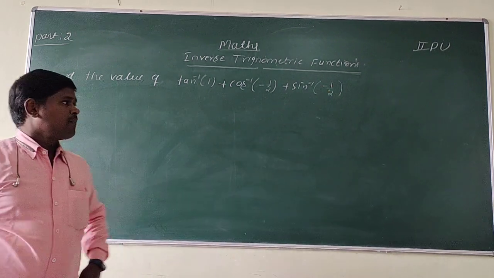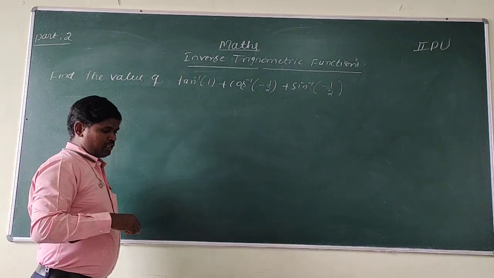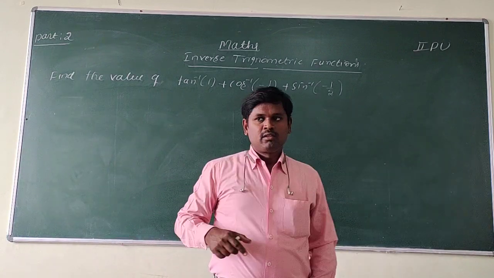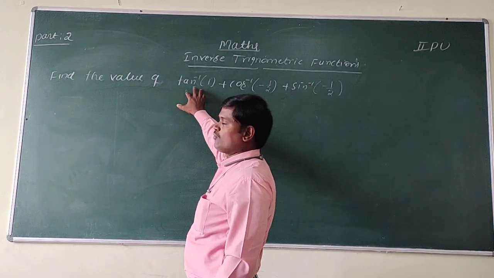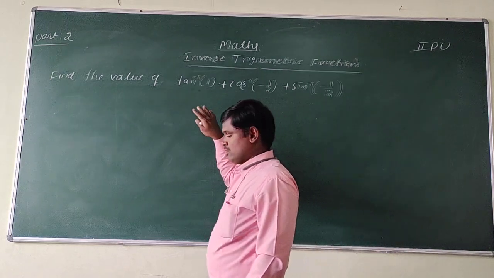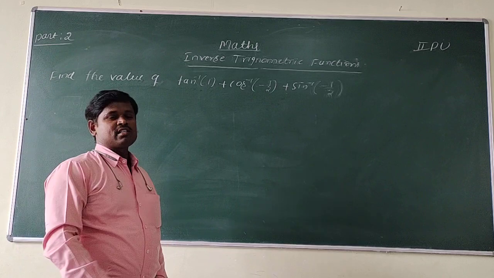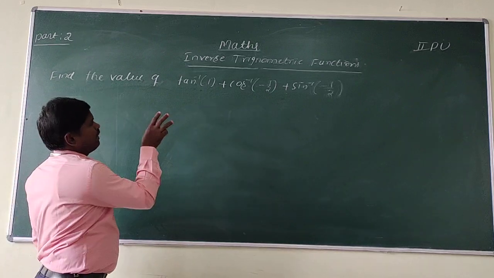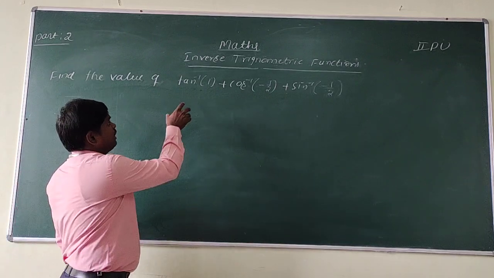So in the last sessions we found the value of tan inverse of 1, cos inverse of minus 1 by 2 like this. So here the given trigonometric functions are not in the standard form. So now we are going to find the values of the trigonometric functions individually.